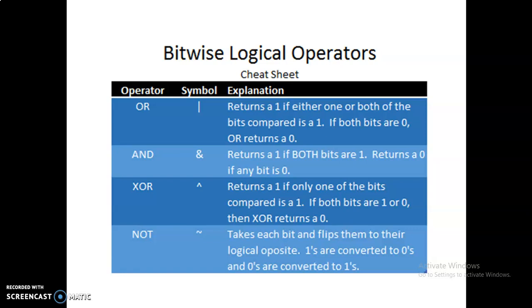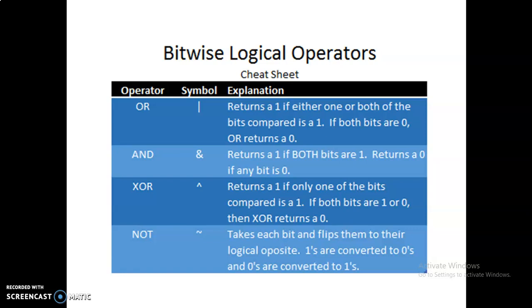So what is the operation of OR? OR returns the value 1 if either one of the inputs is true. It returns a 1 if either one or both of the bits compared is a 1. If both bits are 0, OR returns 0. This is the rule of OR. The rule of AND is that AND returns 1 if both bits are 1, otherwise it returns 0. So this is the rule for AND.